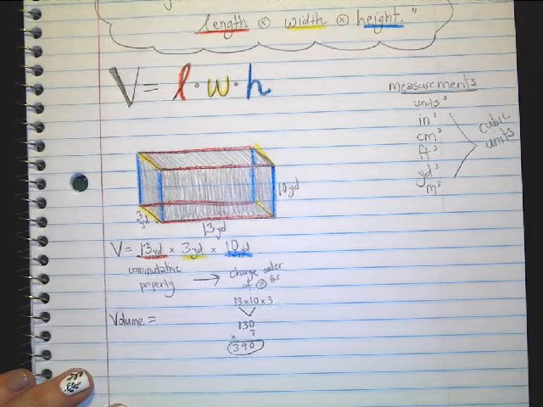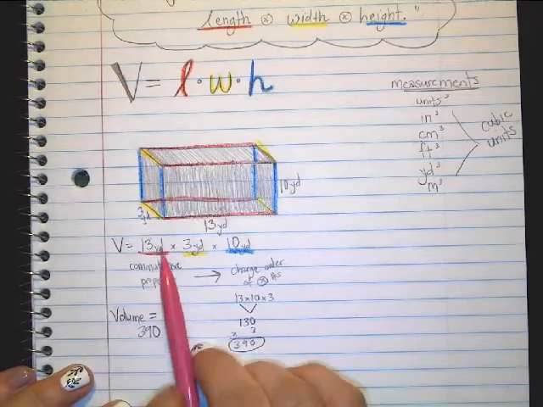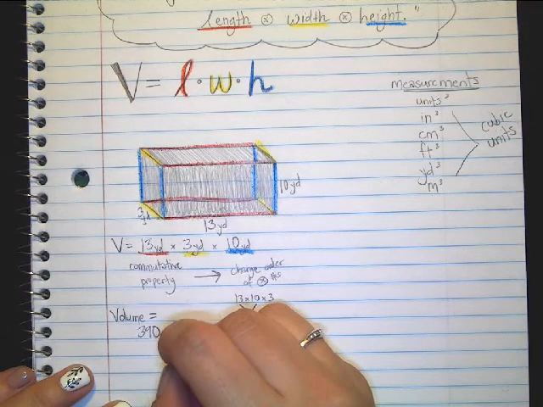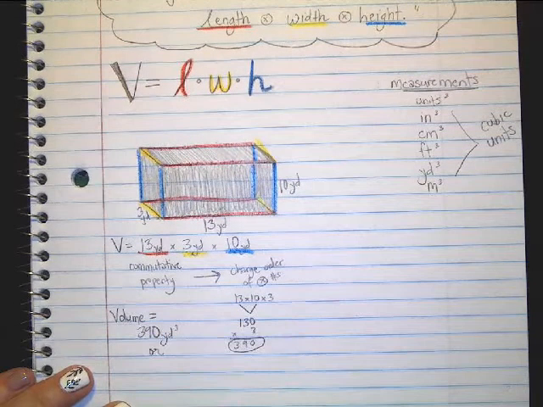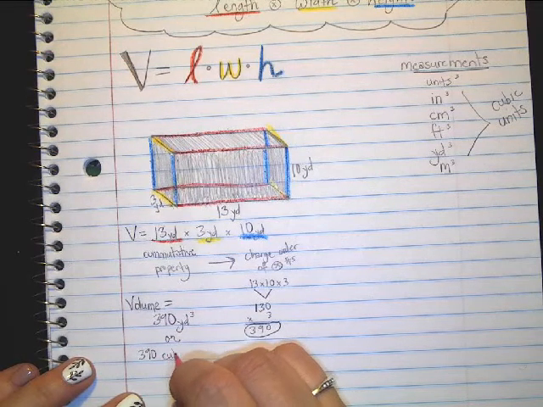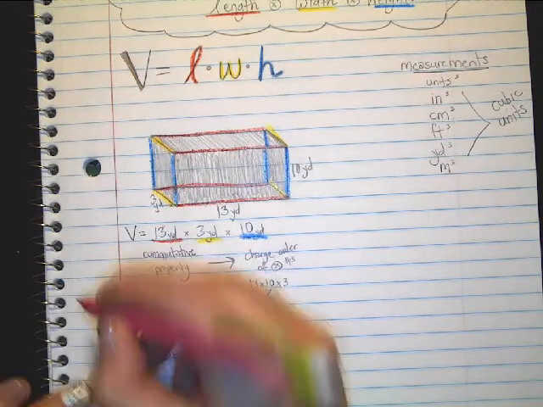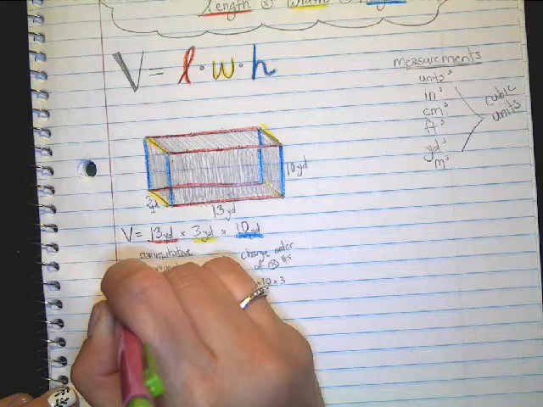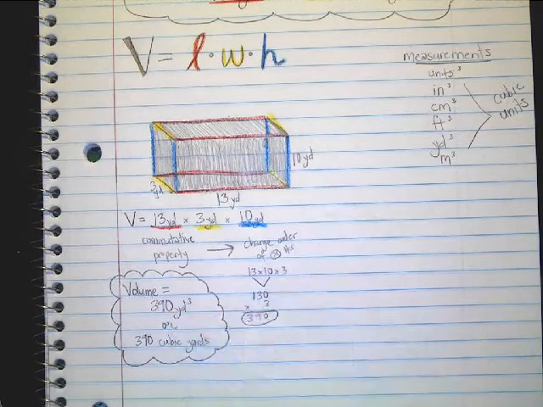So you're going to say the volume, you could even just say the V, but it's fine. The volume equals 390, and then it was yards times yards times yards. How many yards were multiplied? 3 times. So you could say yards cubed, or you could write that as 390 cubic yards. That is the final answer. You put it in 2 different ways so that you can recognize it.